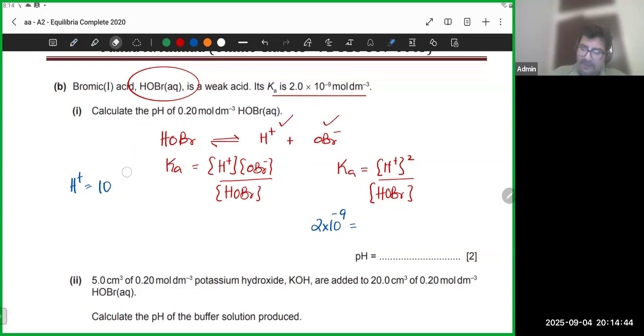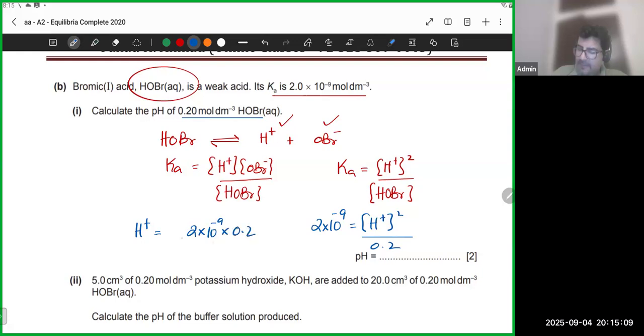I mean, they obviously did not give us the pH. They were asking for the pH. This is not the pH. This is the concentration of the acid. So we didn't know what H+1 was. They actually gave us the HOBr concentration, which is 0.2 mole per dm cube. To figure out what H+1 is, if I rearrange everything, it's 2 times 10 power -9 times 0.2, and it's going to be under rooted.